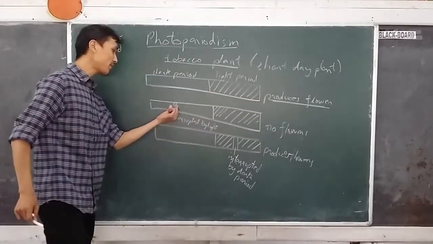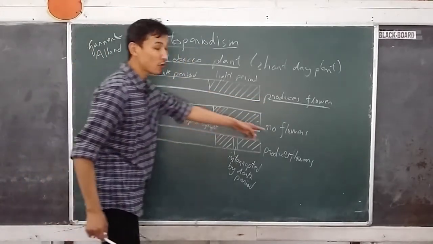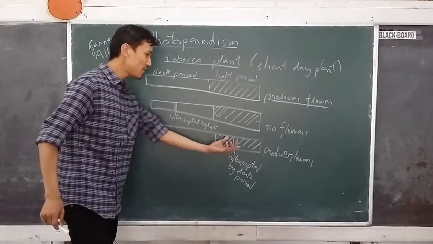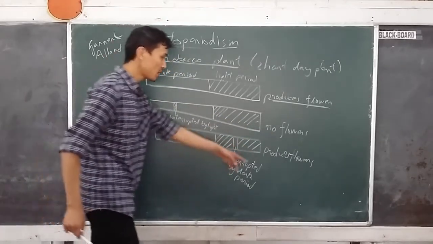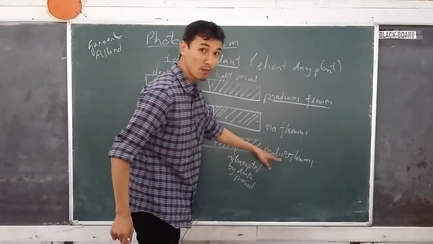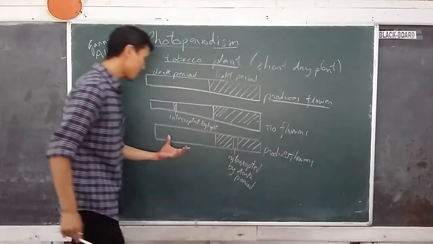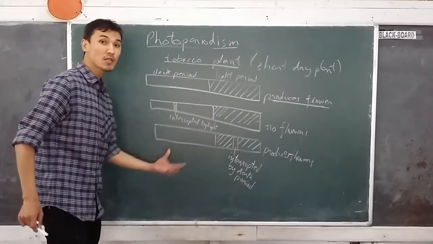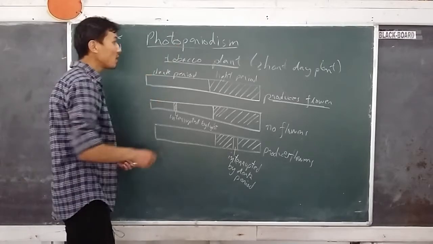But the moment the dark period is interrupted by light, it will not produce any flowers. And even if the light period is interrupted by dark period, the plant is still able to produce flowers because its main requirement is a huge dark period. So this is what is meant by photoperiodism.